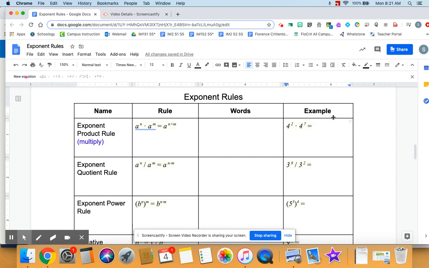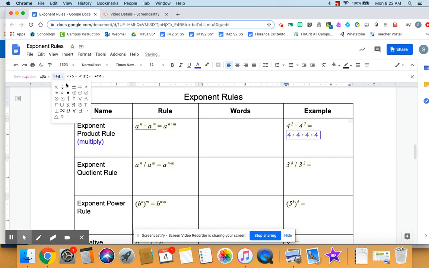So if I have 4 to the power of 2, what that means mathematically is that you have 4 times 4. Then it says it's getting times 4 to the power of 7, meaning that I have 1, 2, 3, 4, 5, 6, 7 more. I'm not going to show you all of them. Technology.